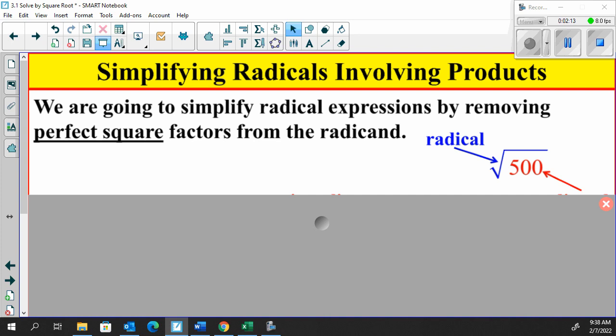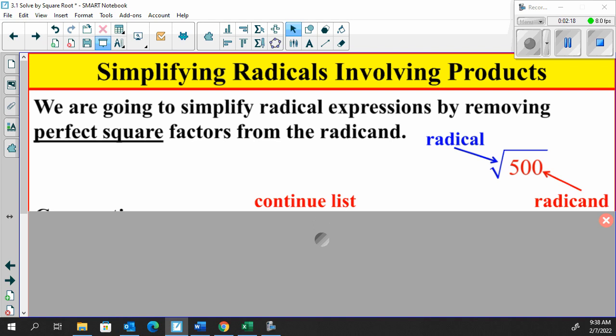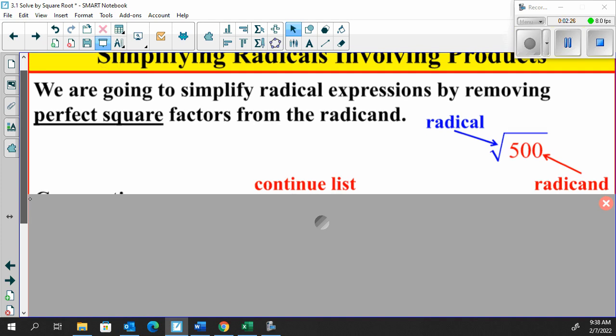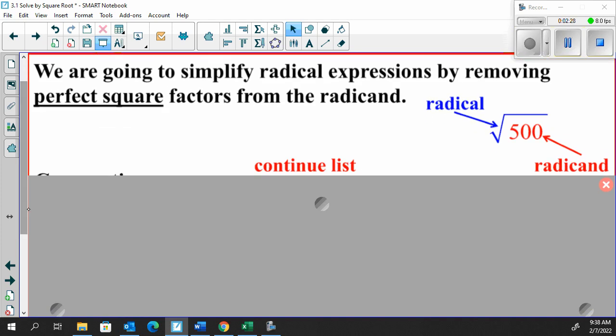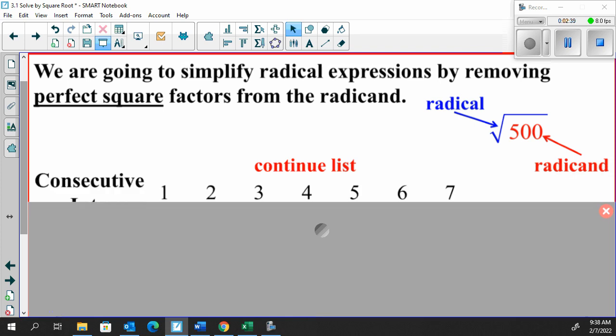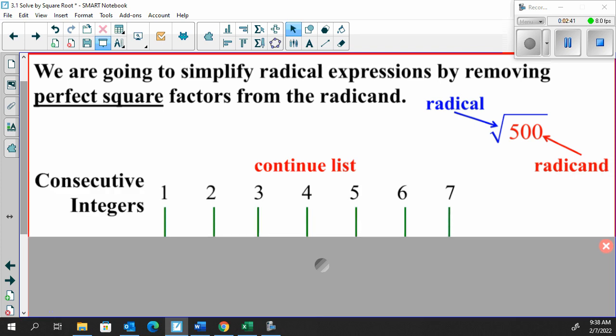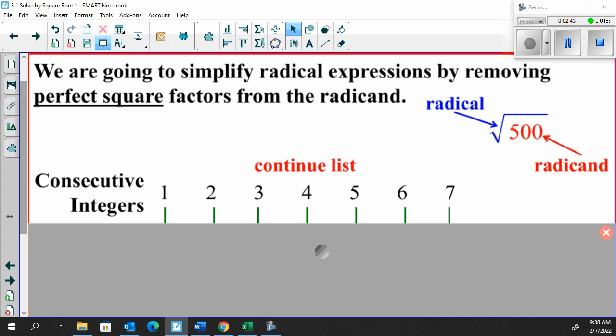So anyways, the square root sign is the radical. The number inside of it, we call that the radicand. Again, I don't know why that's what it's called, but that's what it's called, the radicand. Here's what we're going to need to do. We're going to have to take these things and simplify them a little bit, make them look a little less ugly, and we need to use perfect squares to do that. Okay? So again, you don't have to write all this down. I'm just giving you the information.